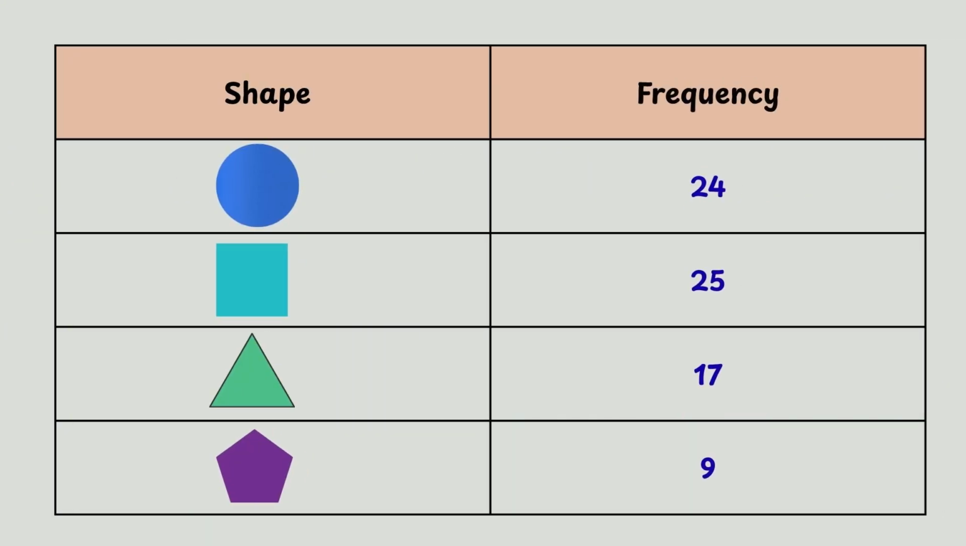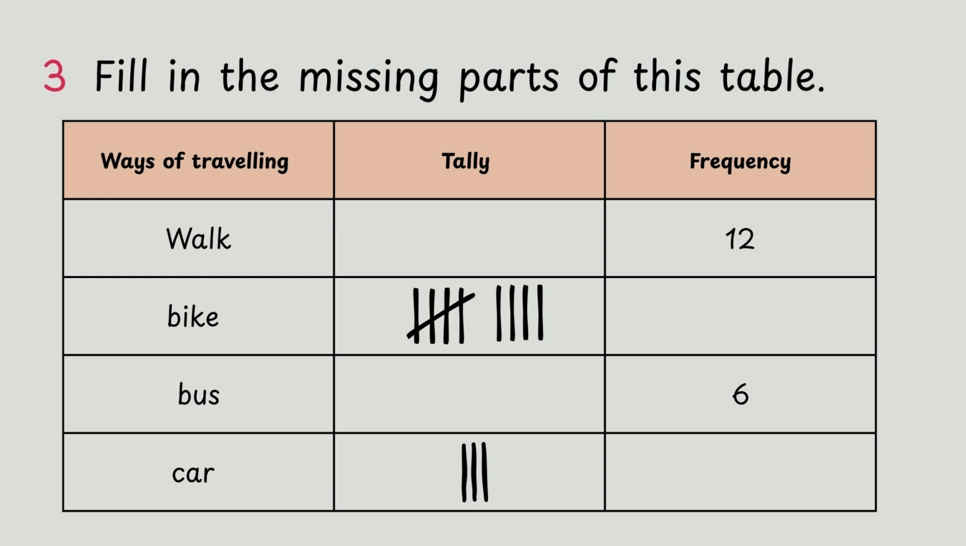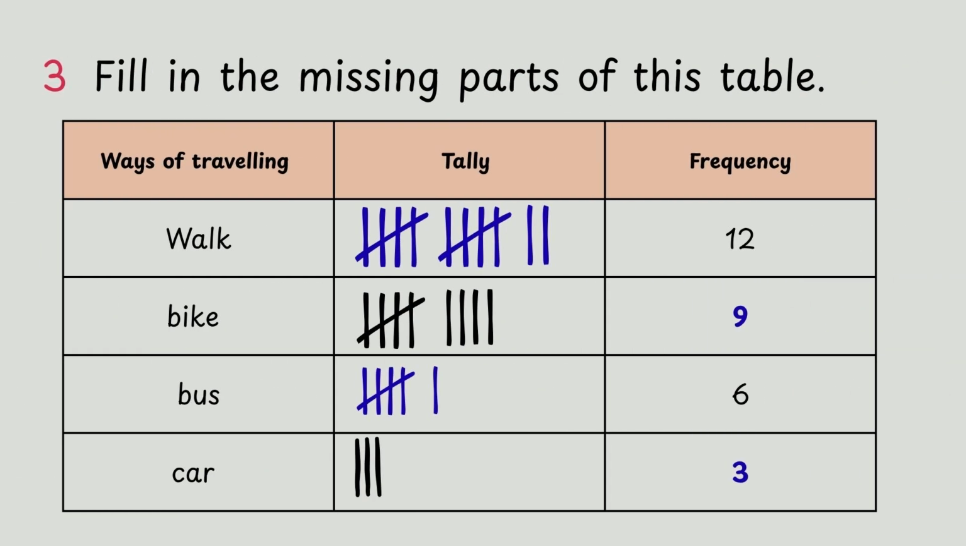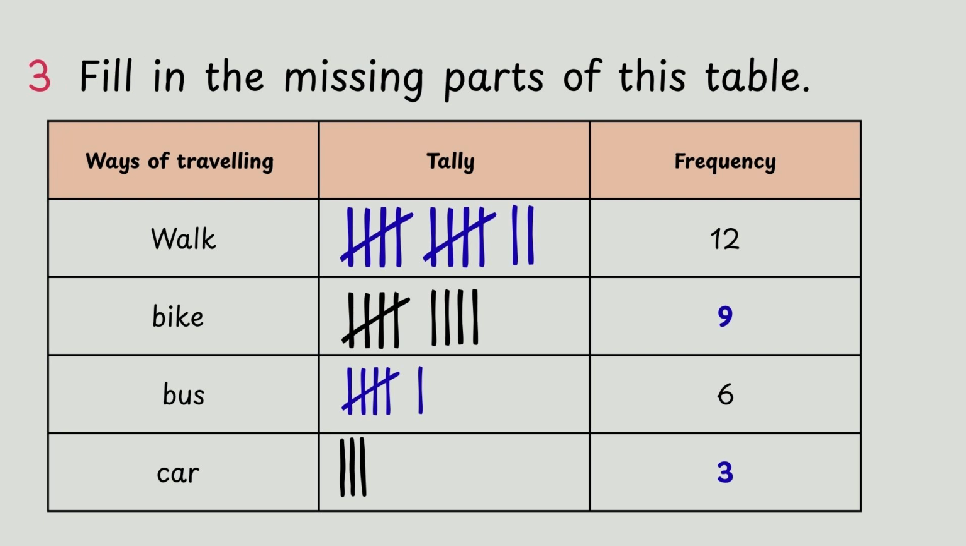So this is a frequency table using the tally chart from question 1. Question 3. Fill in the missing parts of this table. Ways of traveling, tally, and frequency. So as you can see, for walk, there are 12 frequency, and for bike, there are 9 frequency, and for bus, there are 6 frequency, and for car, there are 3 frequency.